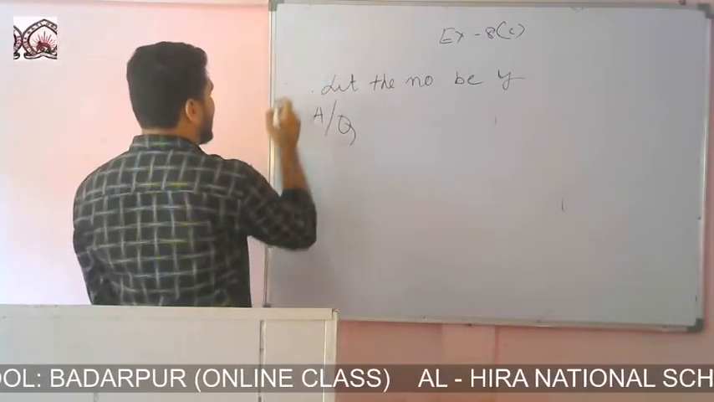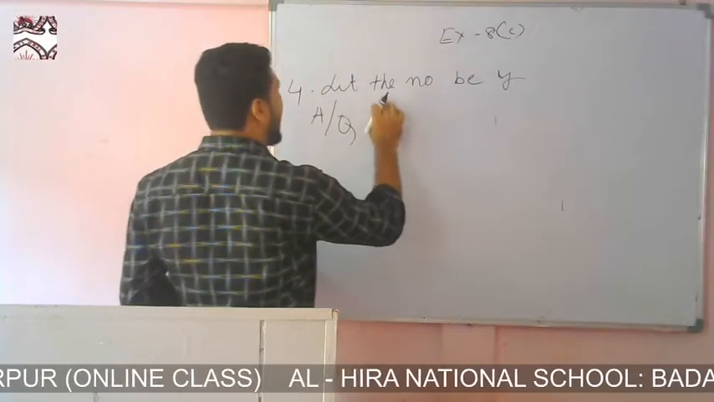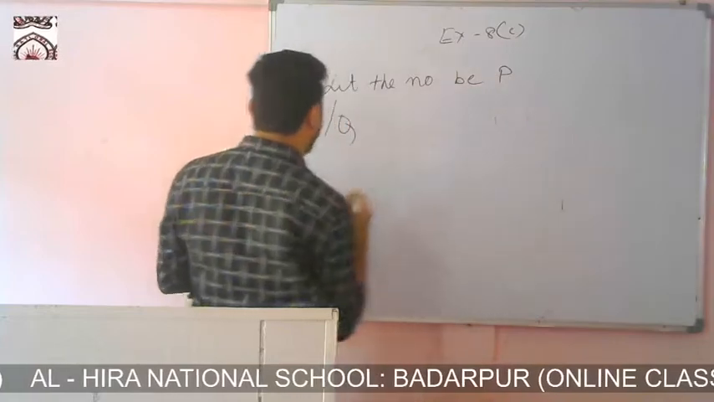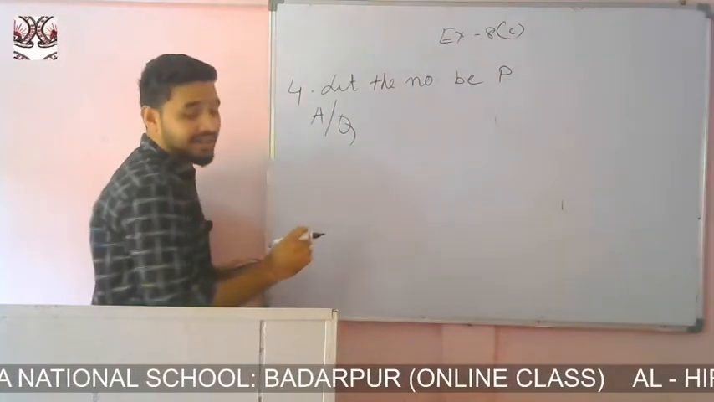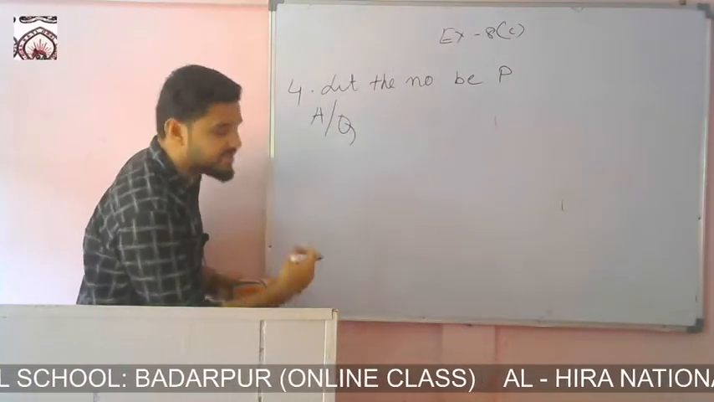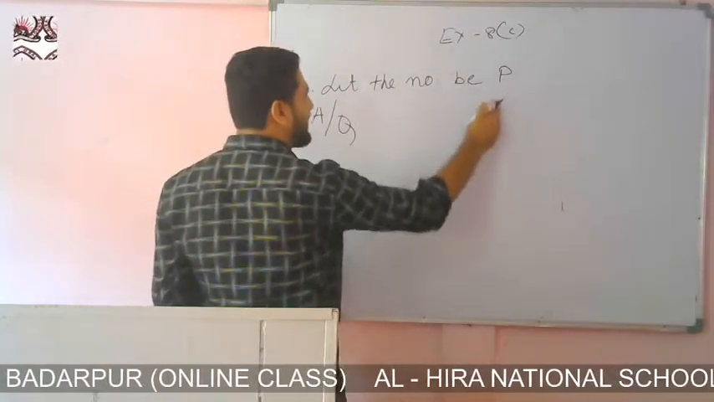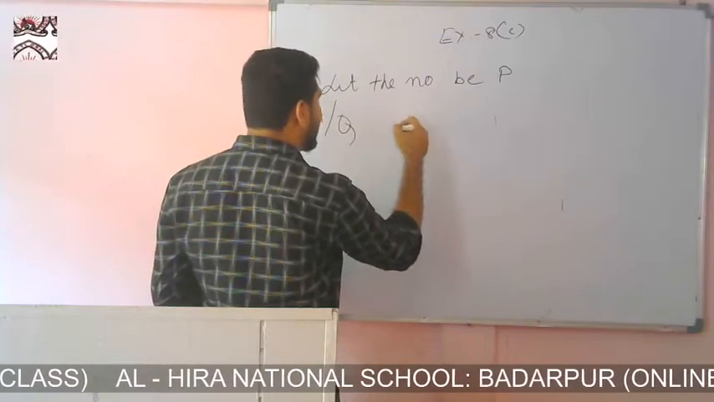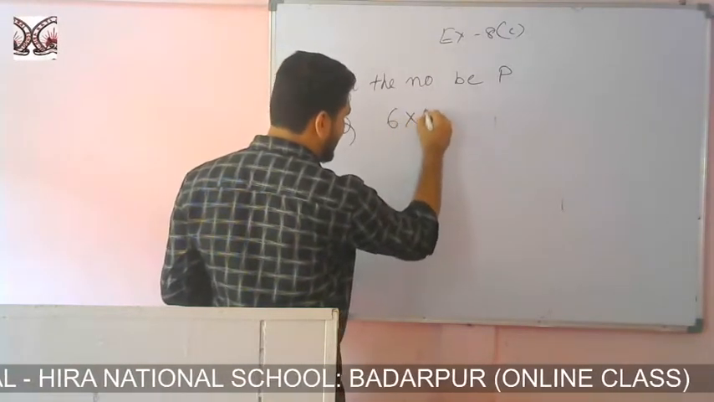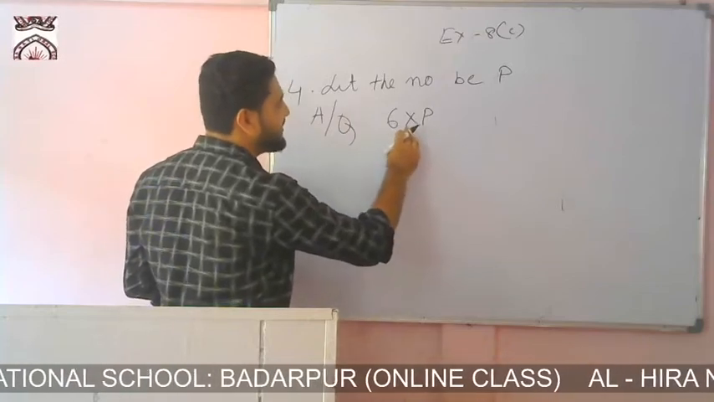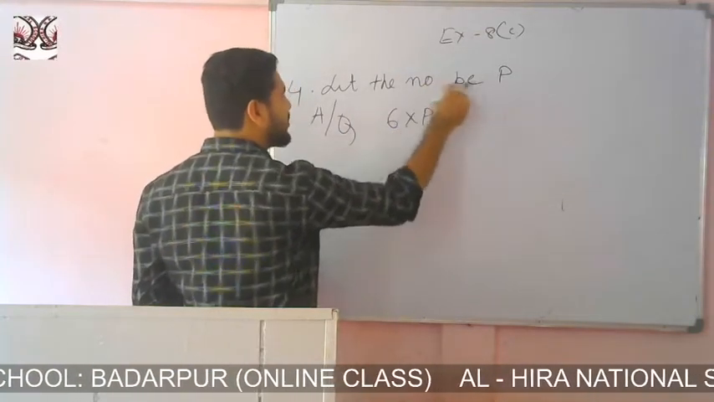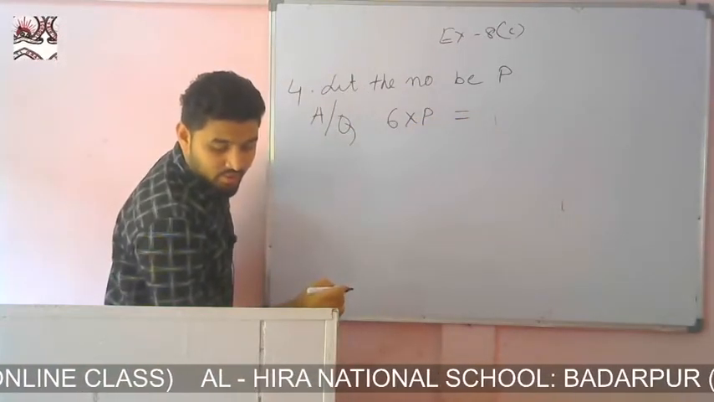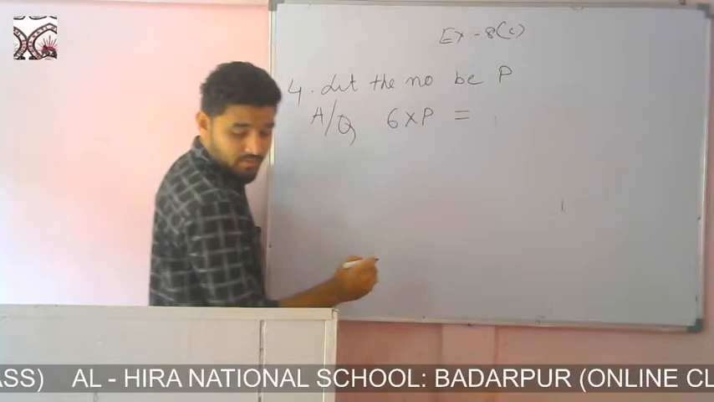Question number 4. You write, let the number be p. Then according to the question, 6 times the number. We wrote the number as p. Then 6 times the number. 6 times means multiplication. The number we don't know, we let it be p. 6 times the number equals what? 54.